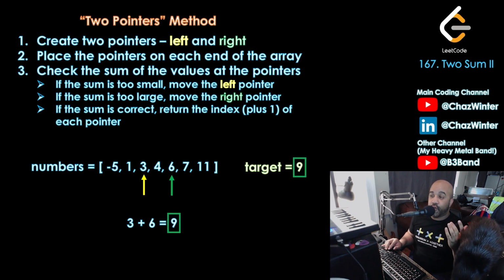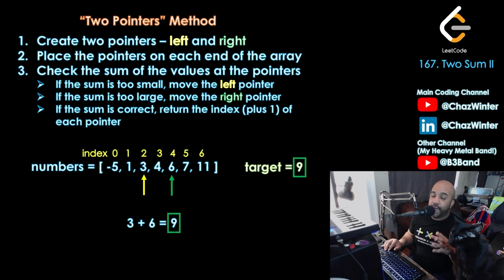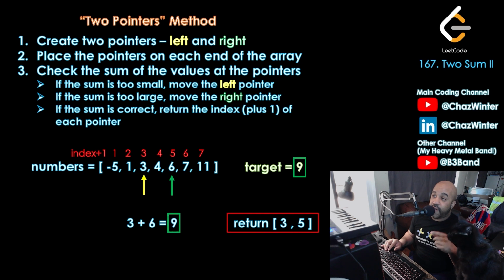Now all we have to do is return the indices. So I'll put them on the screen. We have to remember that they want us to return the one indexed indices. So all we're going to do is we're going to take all of these indices and add 1. So now instead of seeing the index of each value, we see the index +1. And so instead of returning 2, 4, we're going to return 3, 5.